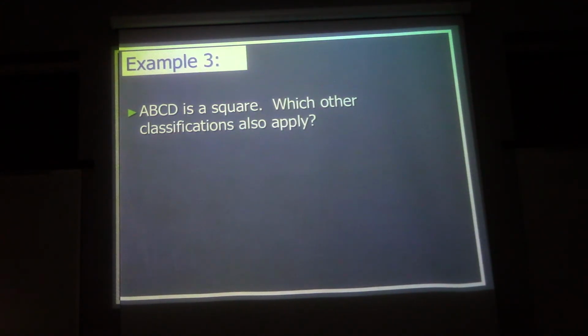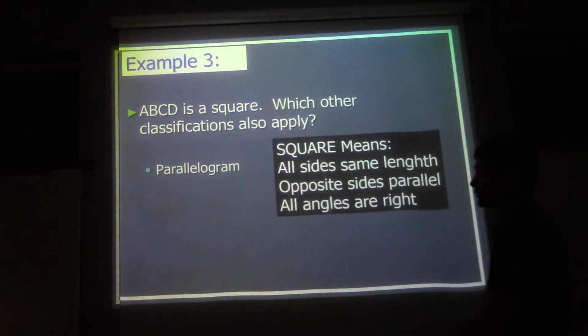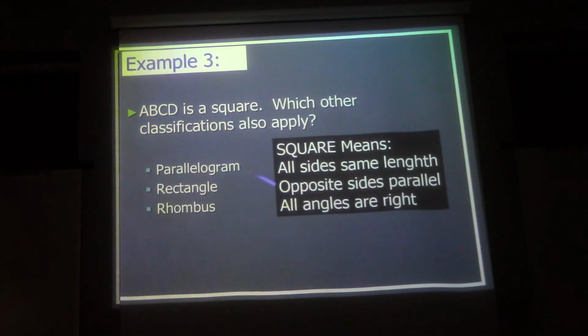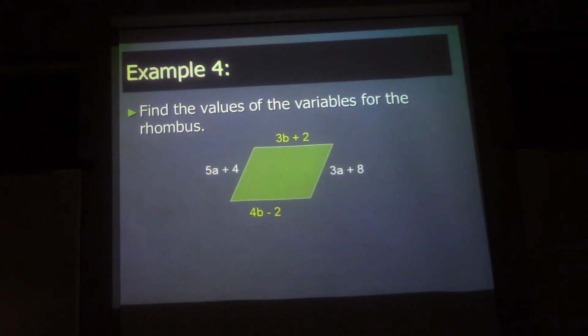Okay, if you had something classified as a square, what other classifications could you call that? You could call that, again, rectangle, rhombus, parallelogram. Any of those would work. And quadrilateral, a four-sided figure.